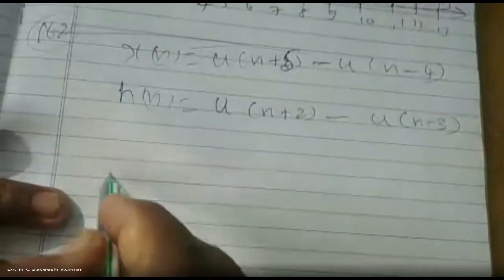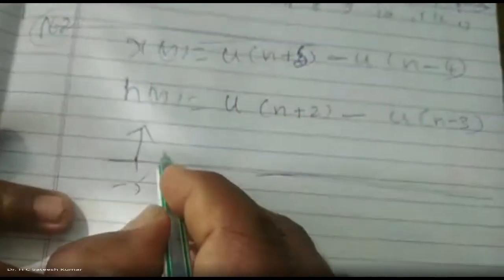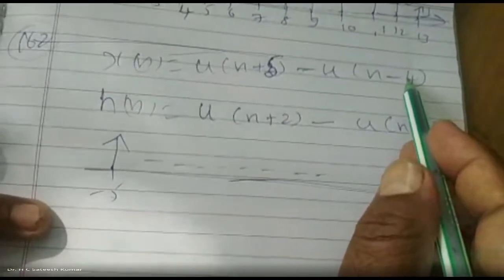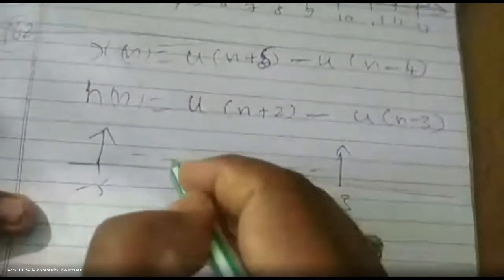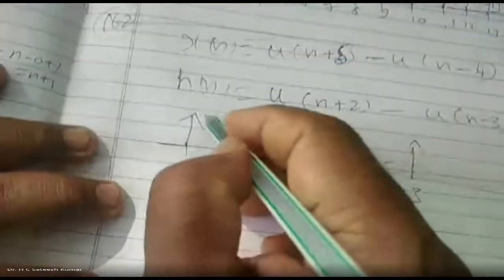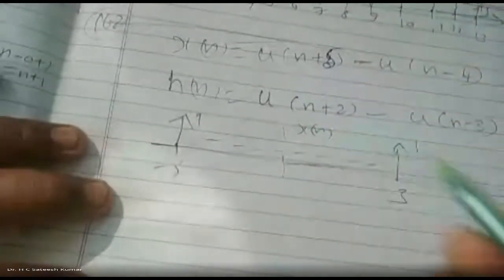X of n is ranging from where to where? X of n starts from minus 5. Minus 5 to what? The fourth also gets subtracted, so up to 3. Here the signal is a variety compared to the last problem, so it will not start from 0. Therefore, from minus 5 to 3, its value is 1. That is your x of n.